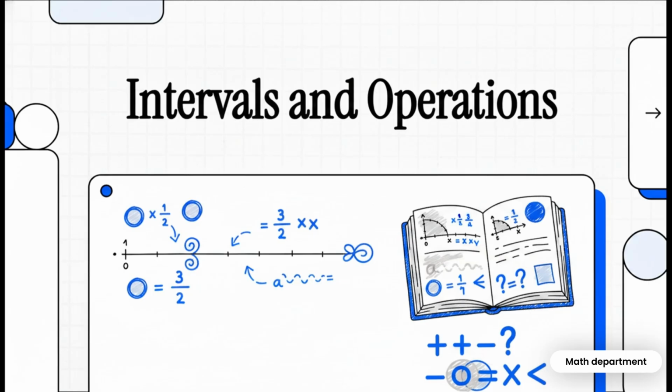Well, let's dive right into this notebook and uncover how we can possibly chart the infinite number of fractions and decimals that live between any two numbers. Welcome to this explainer, where we're going to write out and totally master the mathematics of intervals.